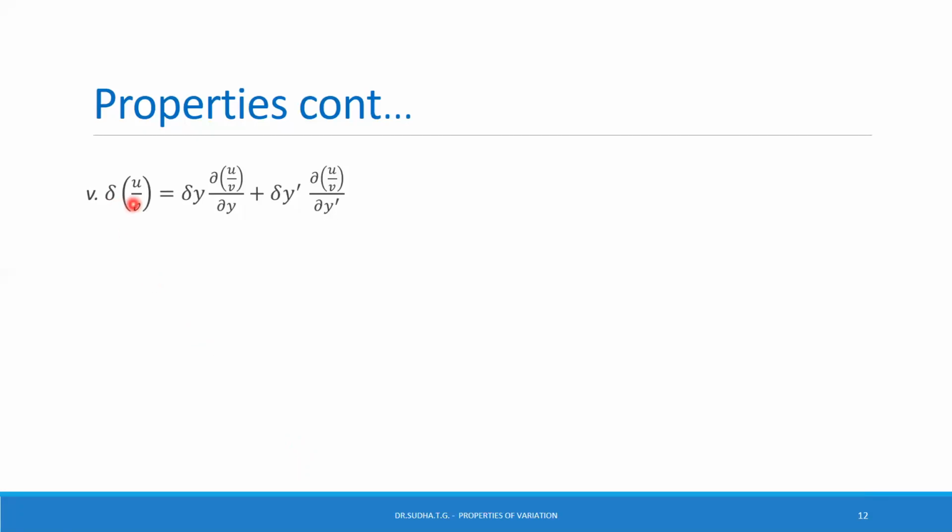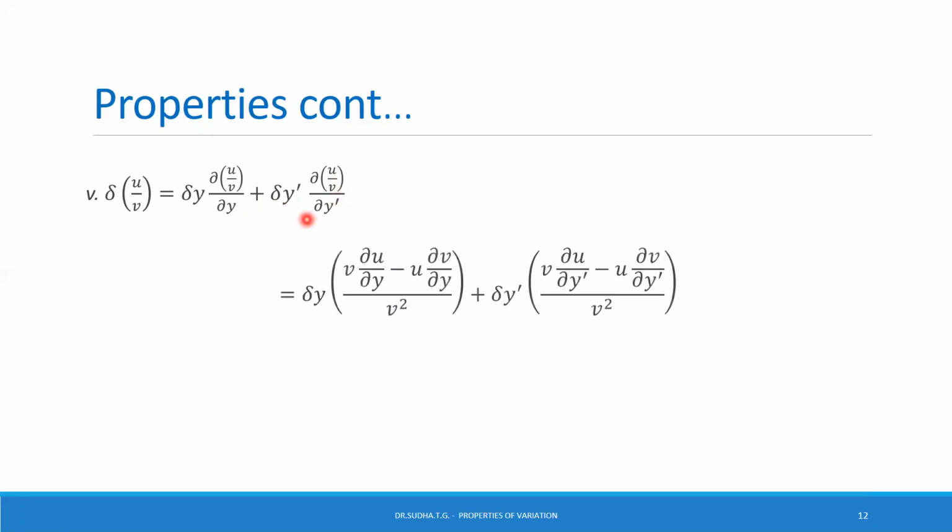Now let us move on to the last property here, that is variation of quotient of two functions. So delta of u by v is equal to, let us once again use the variation expression here, delta y into dou y of u by v plus delta y dash into dou y dash of u by v. So here this is nothing but the differentiation of quotient u by v. So let us use the quotient rule of differentiation. So you get denominator into derivative of the numerator minus numerator into derivative of the denominator whole divided by denominator square, that is v square.